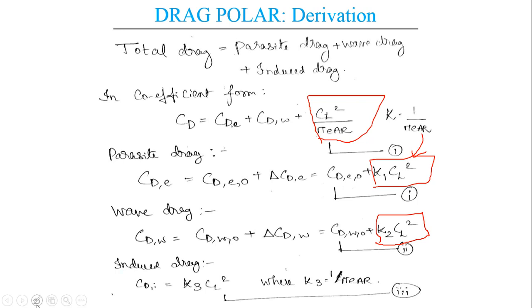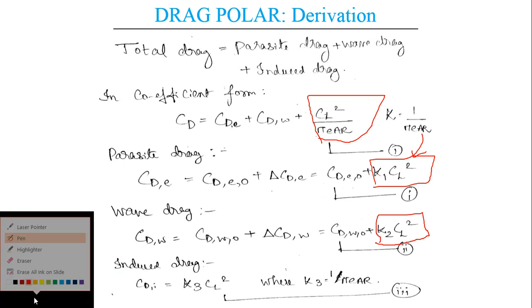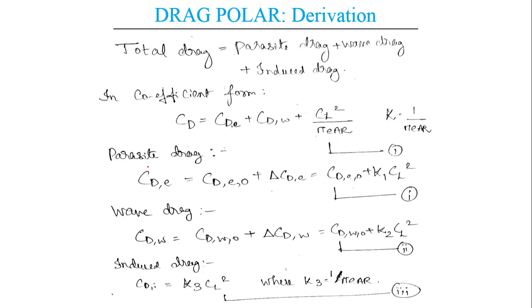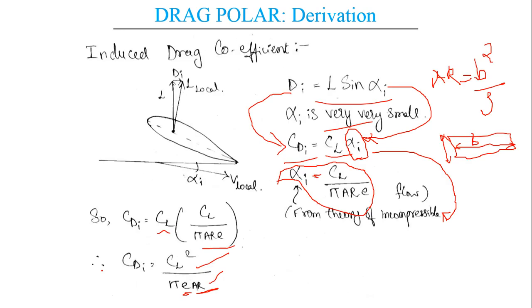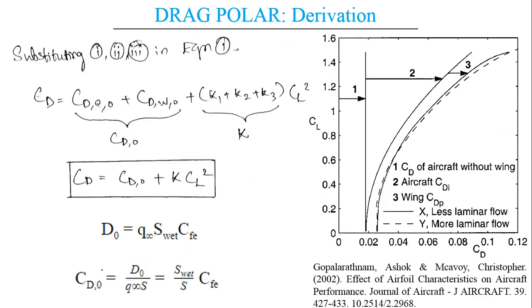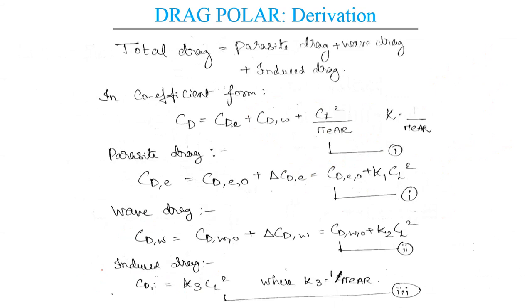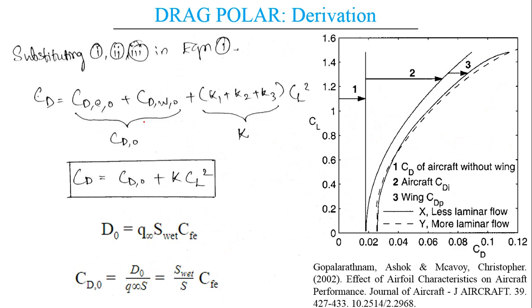Now we have obtained the equations for the individual cases, that is, we know the value for the coefficient of parasitic drag, the coefficient of wave drag, and the coefficient of induced drag. When we substitute all these equations in the previous coefficient form equation, that is equation 1, we will obtain an equation similar to this, that is CD comma E naught plus CD comma W naught plus the k terms summed together, so k1 plus k2 plus k3 times the coefficient of lift squared.